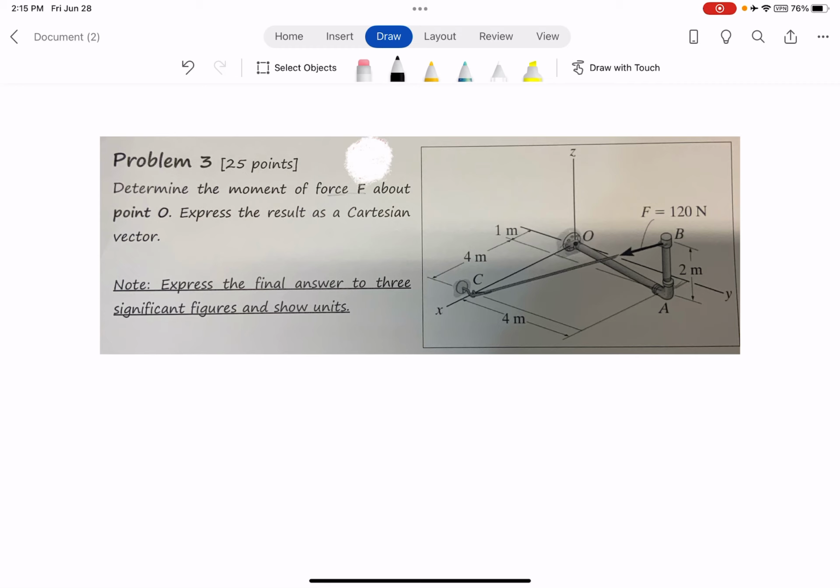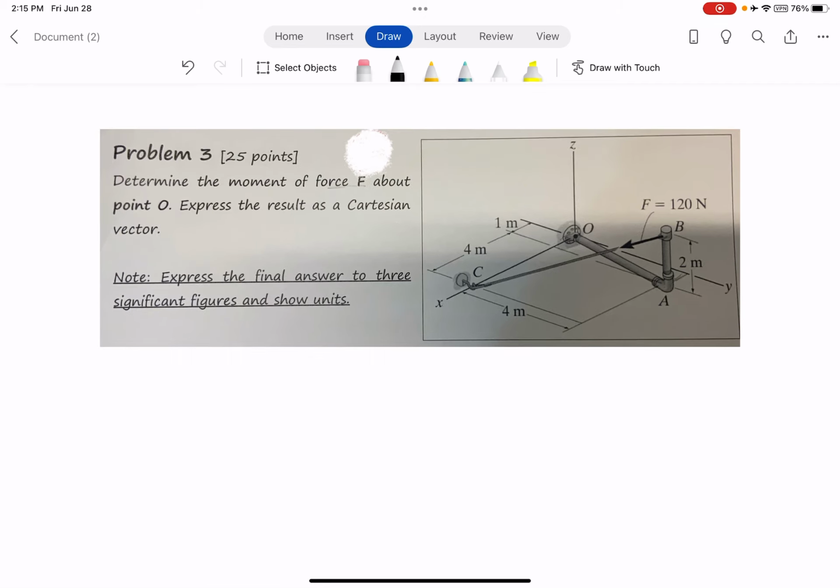Okay, so now determine the moment of this force. We have a force of 120 Newton going from B to point C. Determine the moment of this force about point O, and he wants to express it as a Cartesian vector. Express the answer to 3 significant figures and show units.